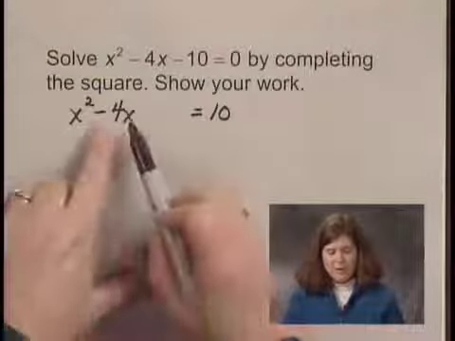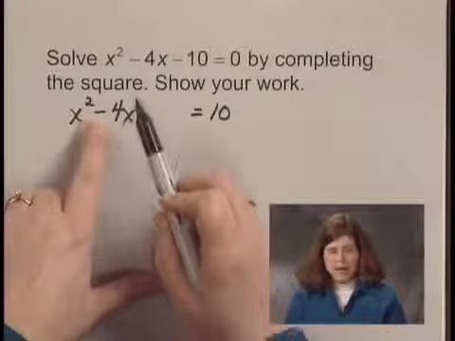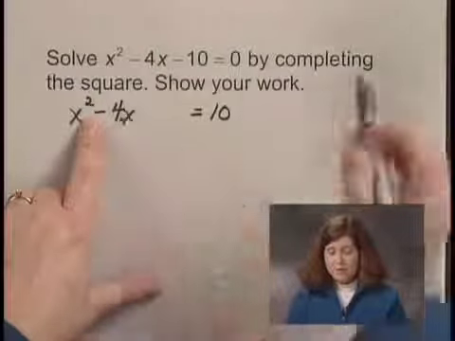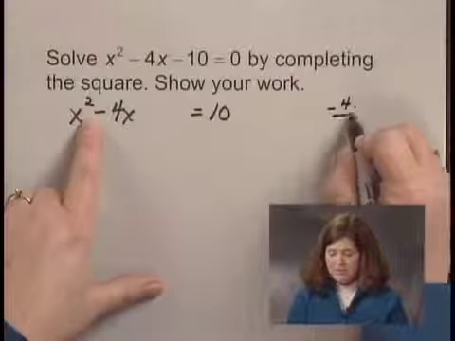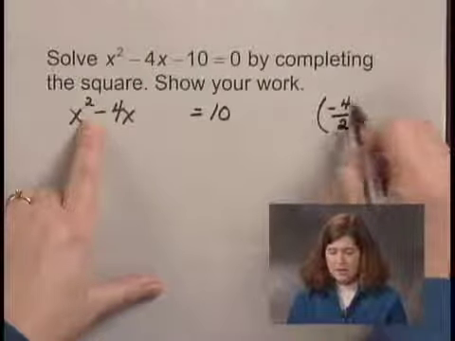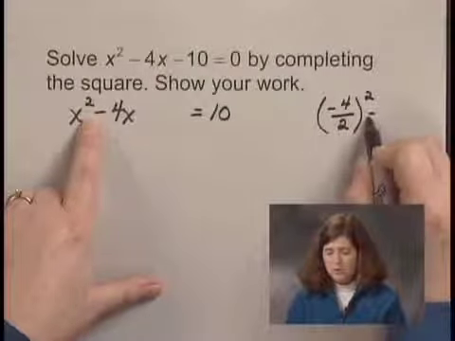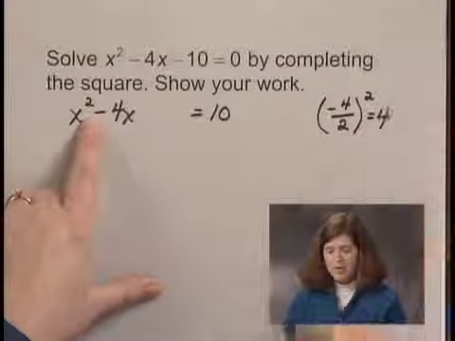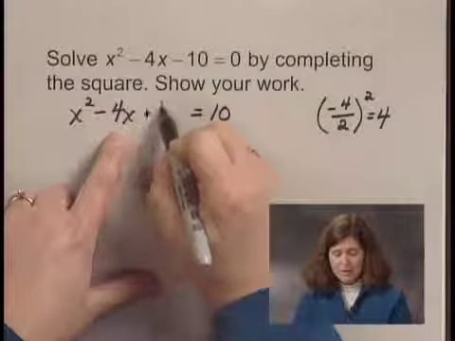Well, I look at the x term. I have negative 4x. I look at the negative 4. I take negative 4, divide it by 2, and square it. That would be negative 2 squared, which would be 4. That is the number that I want to add here.